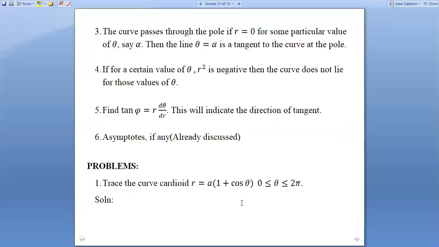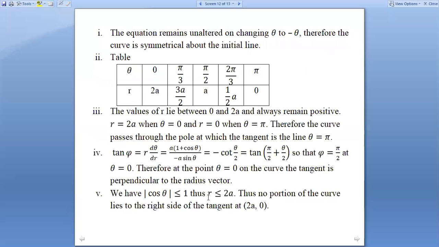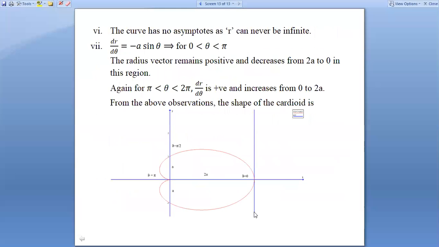Since mod cos theta is less than or equal to 1, you have 1 plus 1, which is equal to 2. So r will be less than or equal to 2a. So thus no portion of the curve lies to the right side of the tangent at 2a comma 0. After 2a comma 0, there will be no portion of the curve.